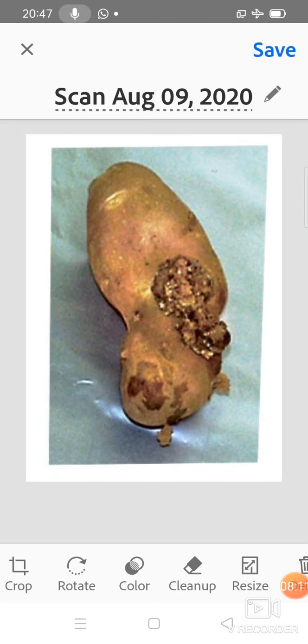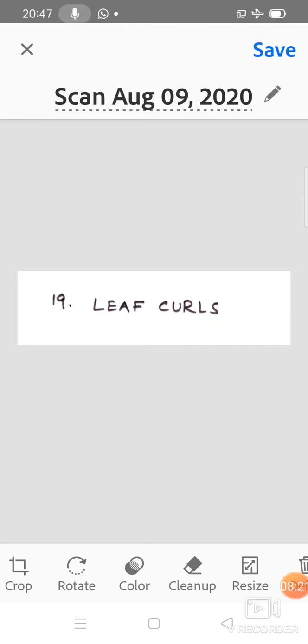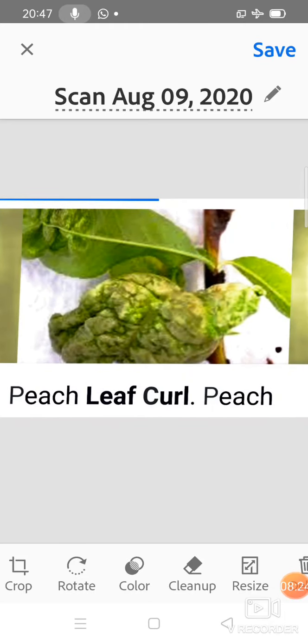Next symptom is leaf curl. As the name suggests, there is curling or rolling of leaves. Here we can see peach leaf curl. There is distortion of the leaf, thickening of leaves and curling of leaves. The leaf curls, thickens and distorts.